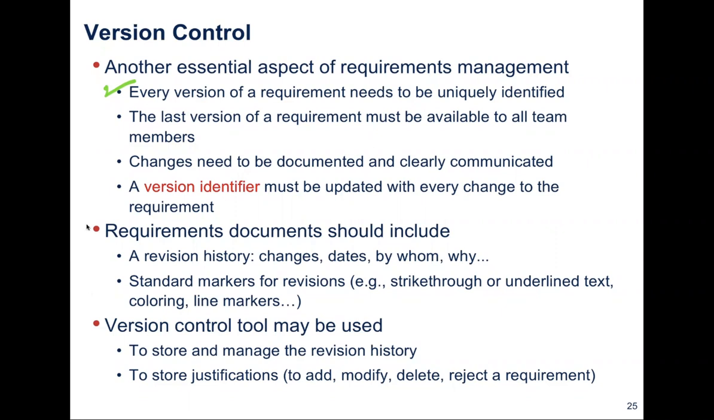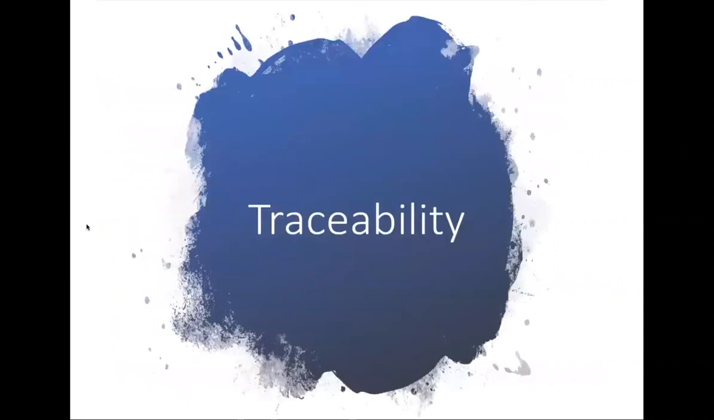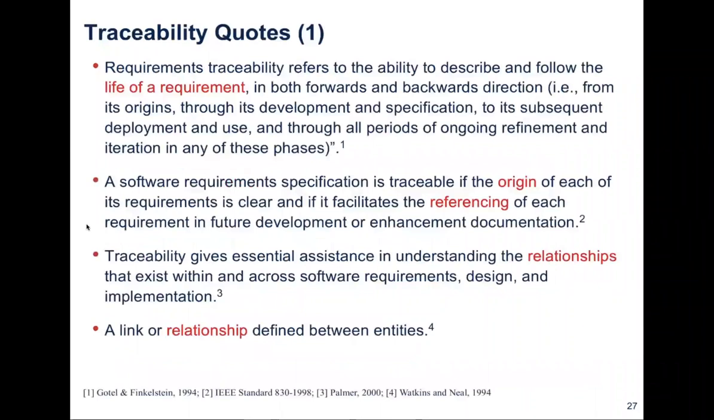The next stage would be traceability. So requirement traceability refers to the ability to describe and follow the life cycle of a requirement. So we'd like to trace the entire path of a requirement. This could be done in two ways. It could be either forward direction or could be backward direction.